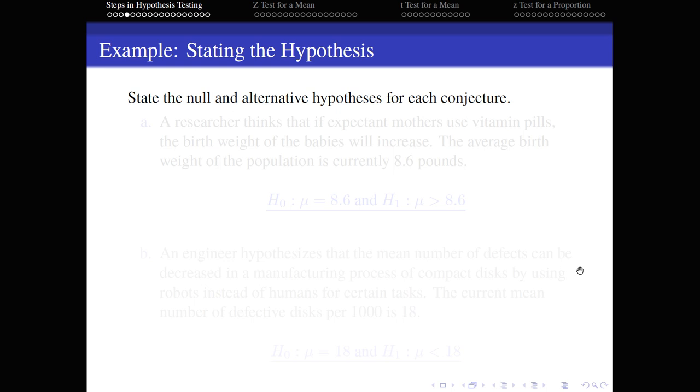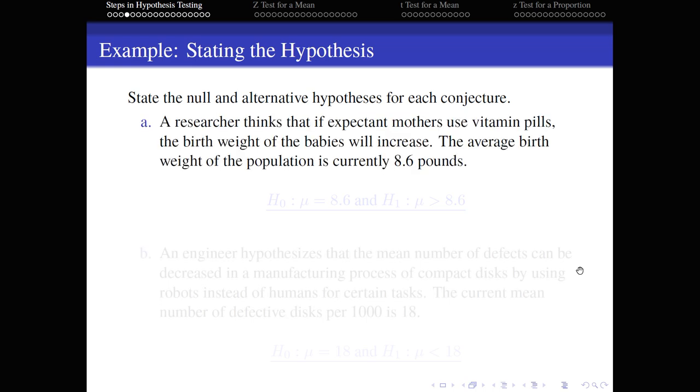So go on and try pausing. I'm going to show these contexts. Try pausing and writing out the null and alternative hypothesis and see how you do. So a researcher thinks that expectant mothers, if they use vitamin pills, the birth weight of the babies will increase. So the default average weight is 8.6 pounds. Write the null and alternative hypothesis. Go on and pause and give it a try.